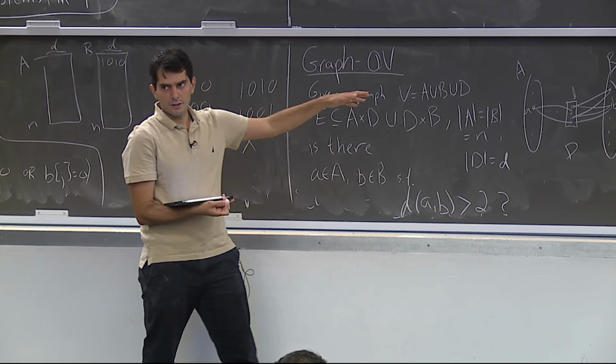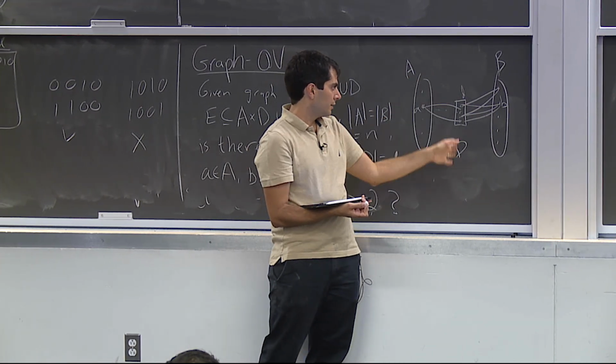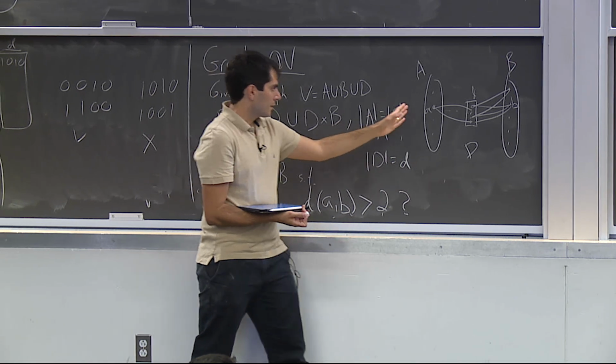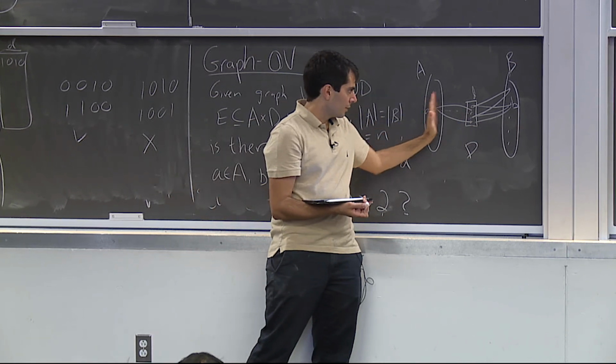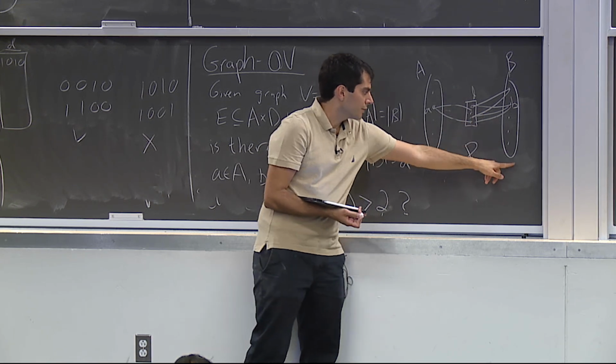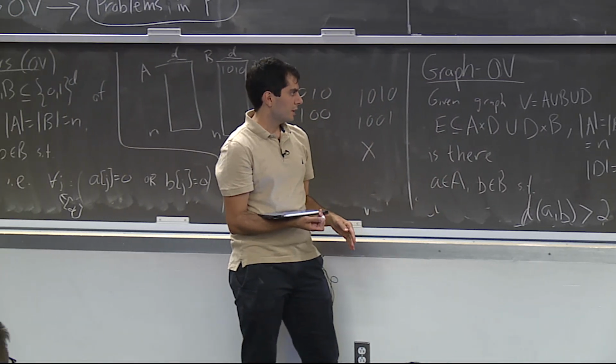Okay, so I have this graph. It's tripartite. It's like 3 layers: A, D, and B. This has size n. This has size n. This has size d. All the edges go according to the layers. There are no edges like this, or no edges inside. It's a very special type of graph.